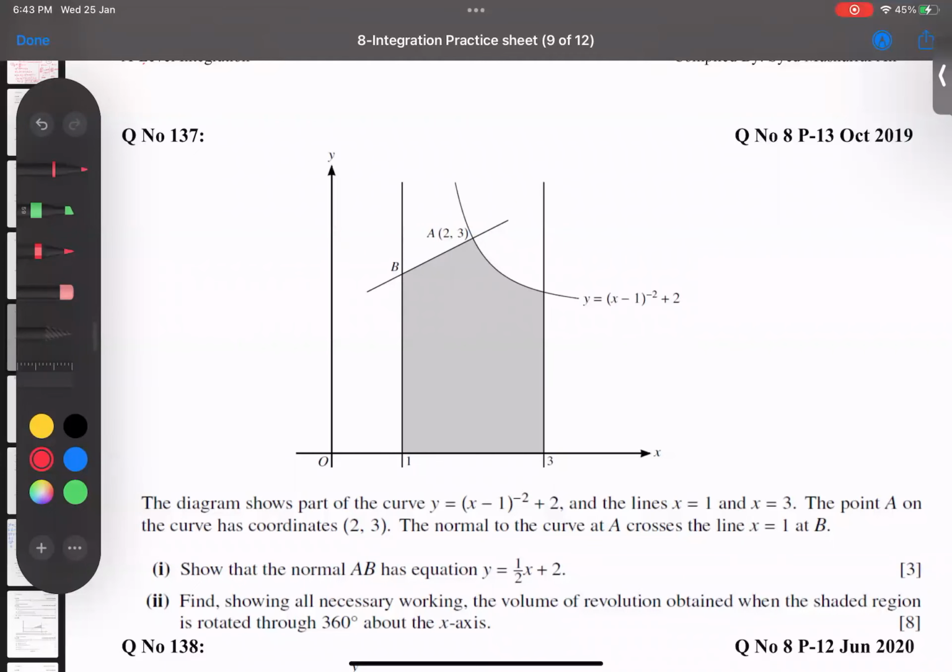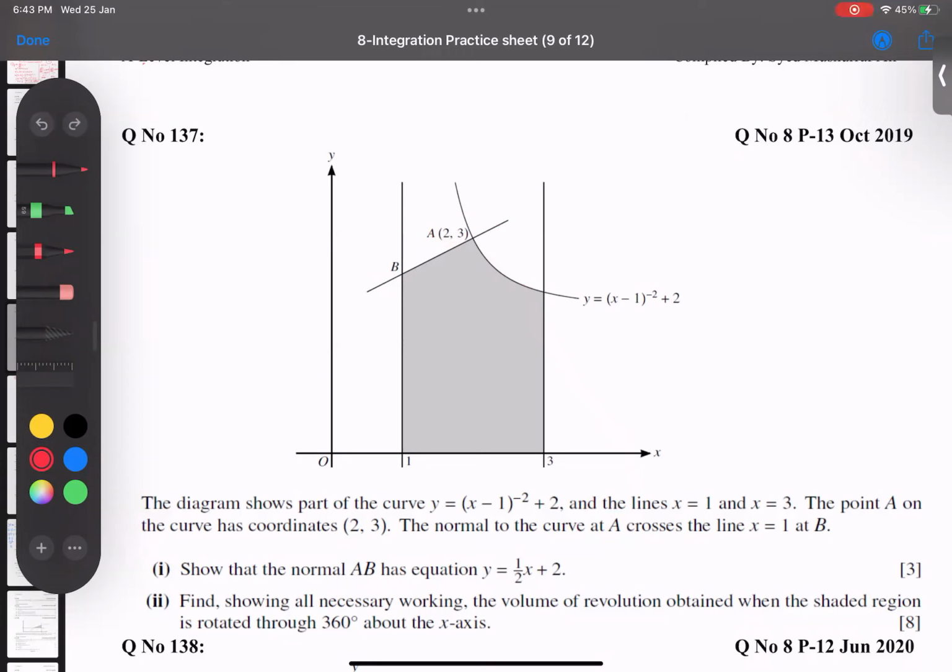So this is a question we have, October 2019, paper 13, variant question number 8. The topic is integration and differentiation together. The first part is the normal at A. He mentioned here the normal at A.